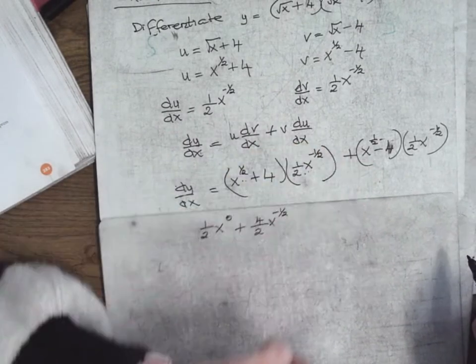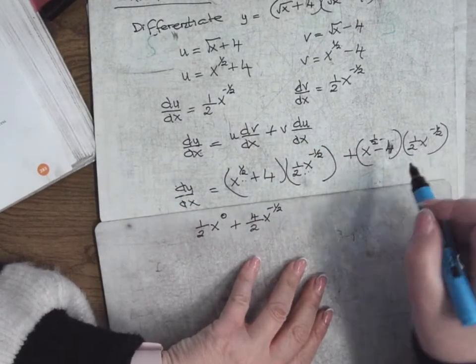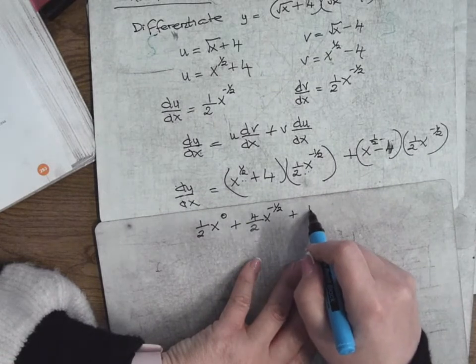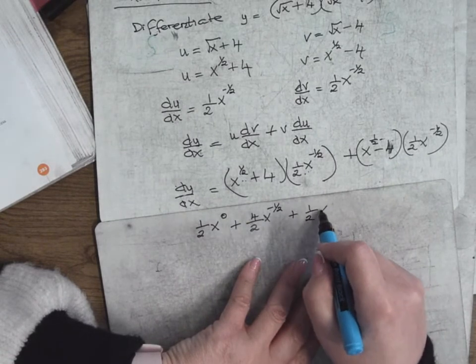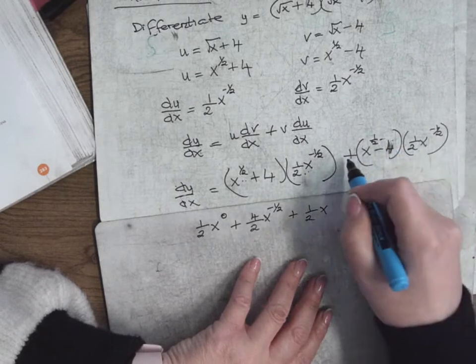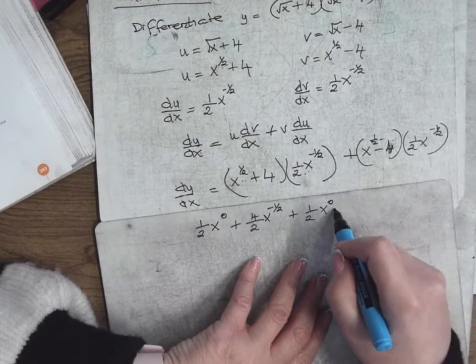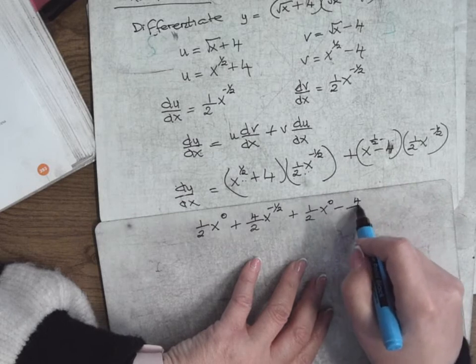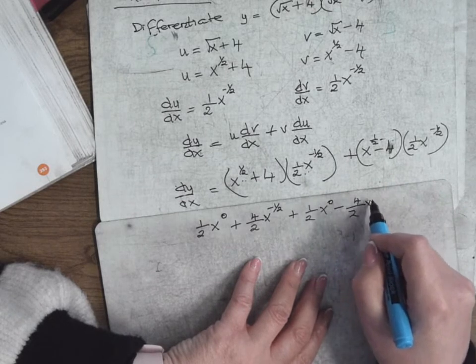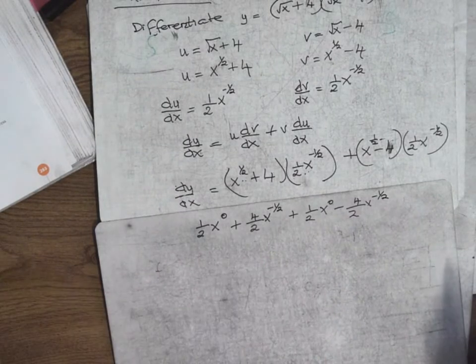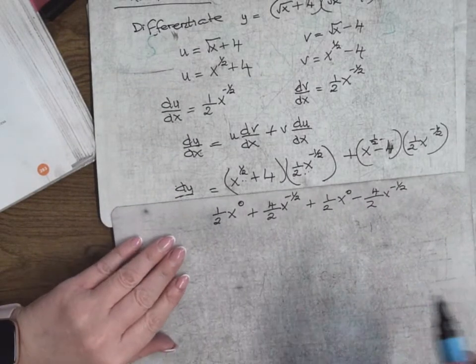Here I'm multiplying x to the power of a half by a half x to the power minus a half, so it would be plus a half x to the power of, and again, rules of indices, you add a half and minus a half, which gives me 0, multiplied by minus 4 over 2 x to the power minus a half. So I just multiplied out there. Is that okay?